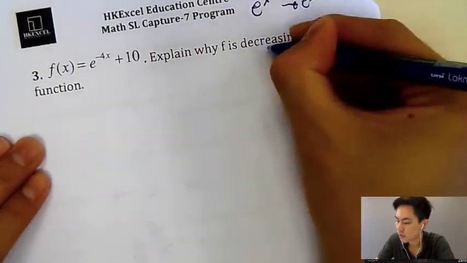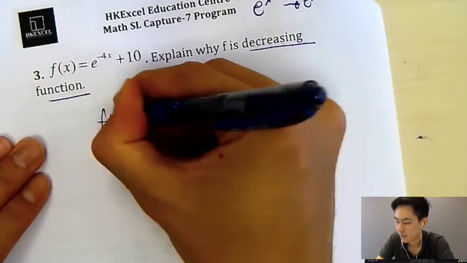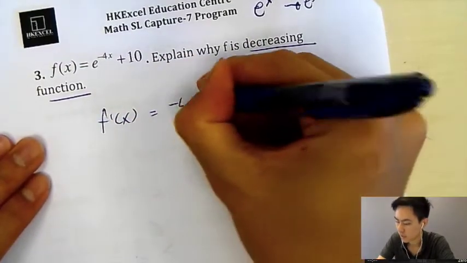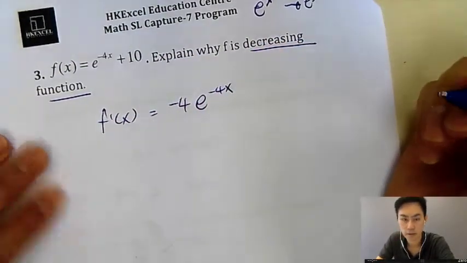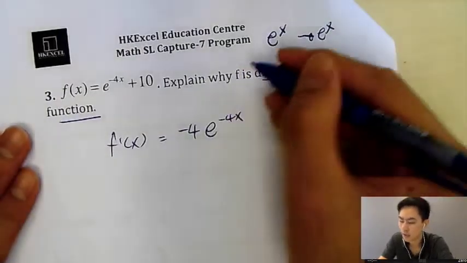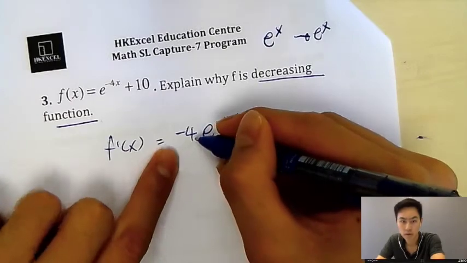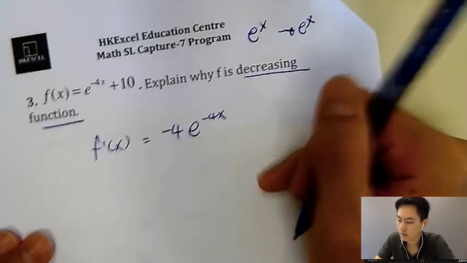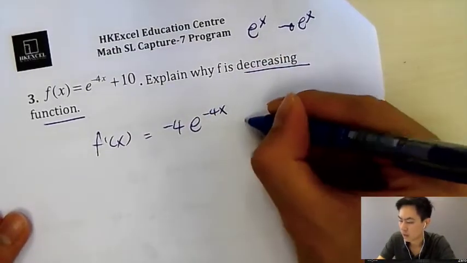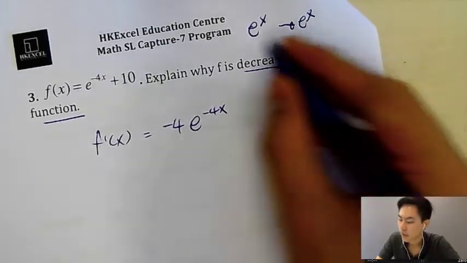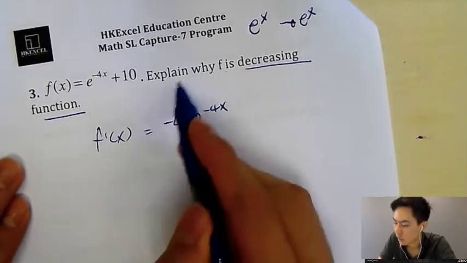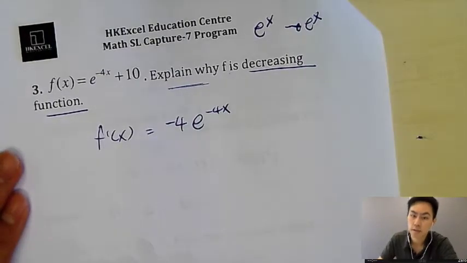So, a decreasing function, right? f dash x will be equal to minus 4e to the minus 4x. Why is it? Because when you differentiate e to the x, we keep the same thing and differentiate the power, that is minus 4. So for this one you may say it is smaller than 0, but actually you have to explain why it is decreasing.